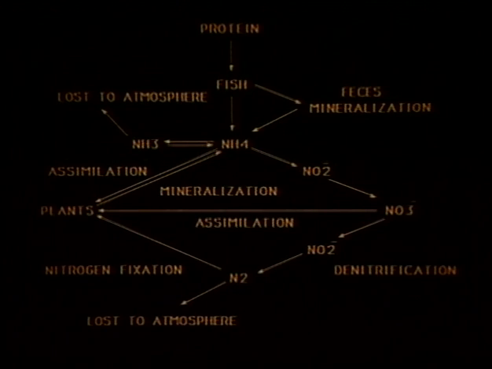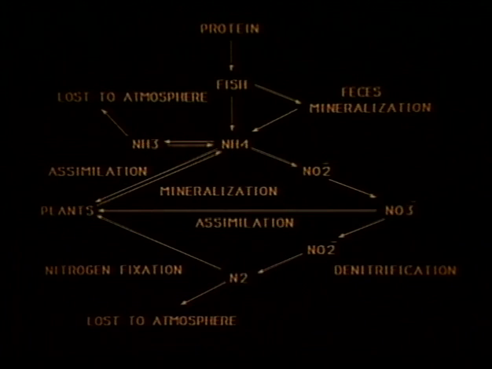Ammonia may be lost to the atmosphere or may be assimilated by plants and phytoplankton or nitrified to nitrate with nitrite as an intermediate product. Nitrate can also be assimilated by plants and phytoplankton.